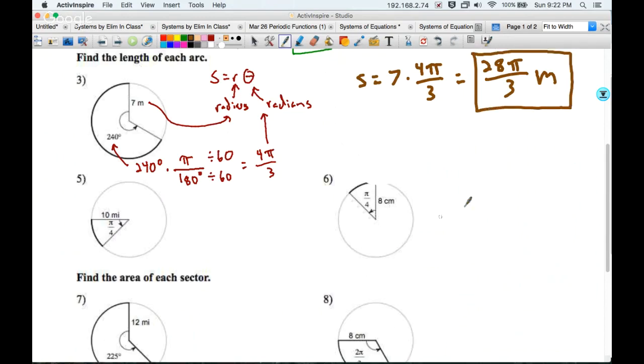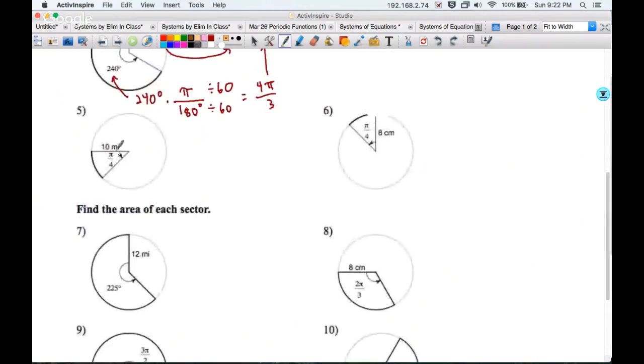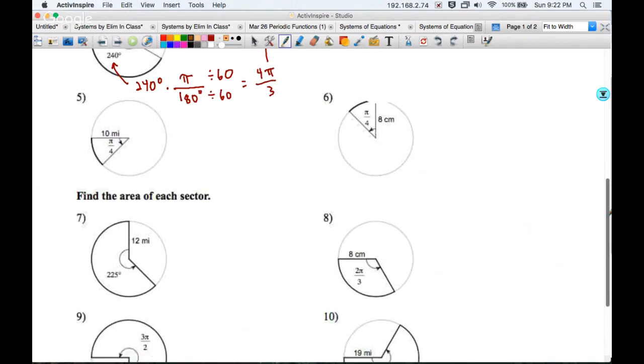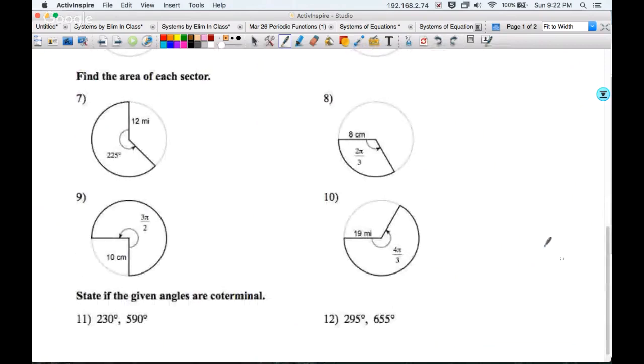All right, and then these ones are actually easier because the angle measure is given in radians, so you don't have to do the conversion at the beginning. Just go ahead and multiply them. This one here, 10 pi over 4, or 5 pi over 2 miles. And it doesn't say to round it or give a decimal approximation, so I won't. Just leave pi in your answer there.